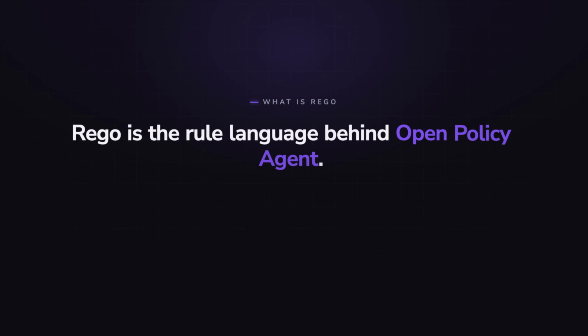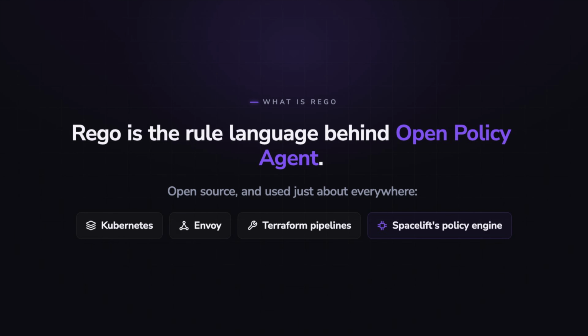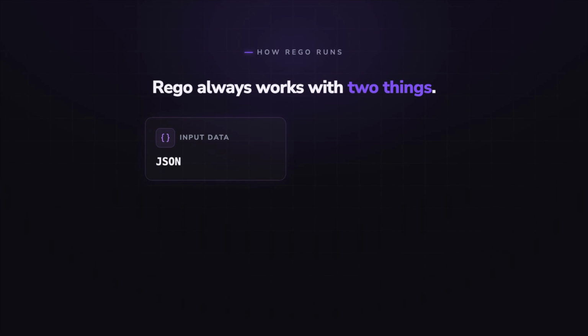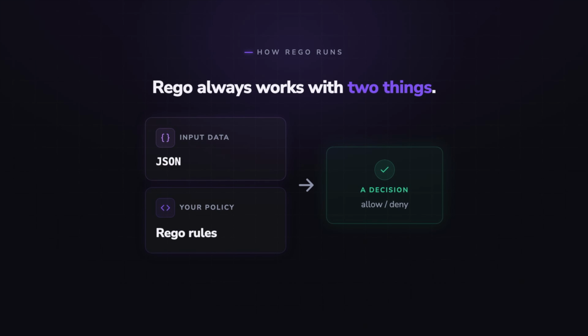So what is Rego? Well, Rego is the rule language behind Open Policy Agent or OPA. It's open source and it's used everywhere: Kubernetes, Envoy, Terraform, and it's actually the engine Spacelift uses to run policies at different decision points. Rego always works with two things: input data, which is JSON, and your policy rules. The data could be a Terraform plan, a login request, a Kubernetes manifest, whatever you want. Your rules evaluate that JSON and return a decision.